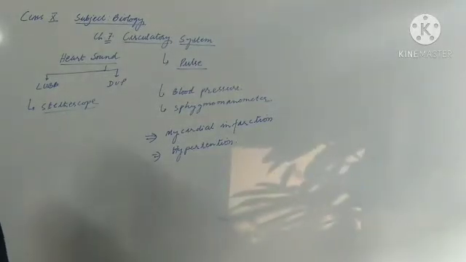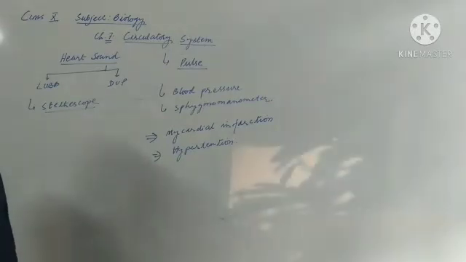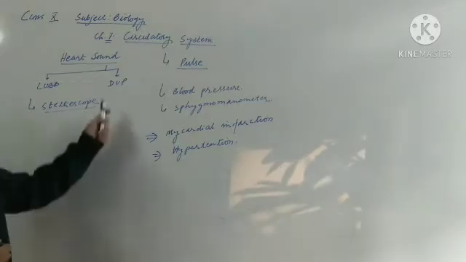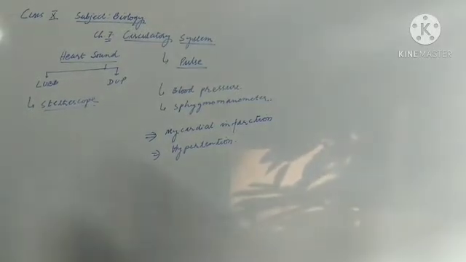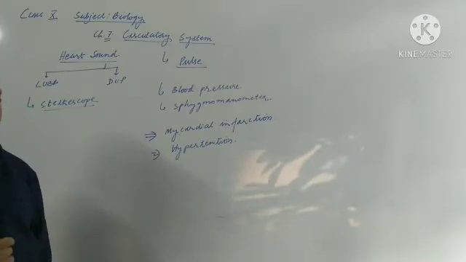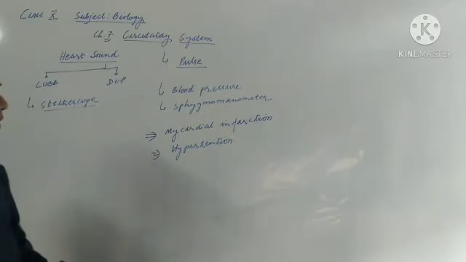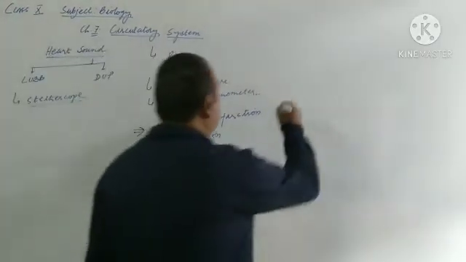The next point which you can include here is that lub sound is produced by the closure of AV valves, like tricuspid and bicuspid valves. And dub sound is produced by the closure of semilunar valves. See, the semilunar valves are present at the beginning of the pulmonary artery and aorta.